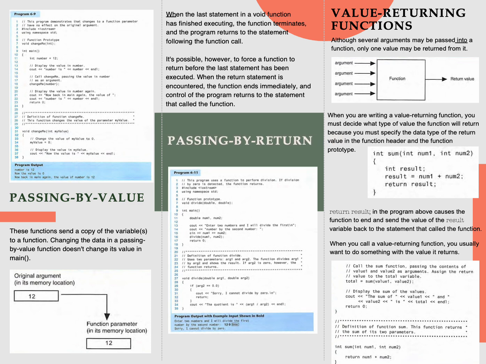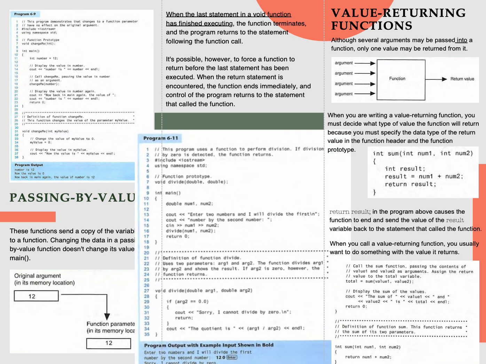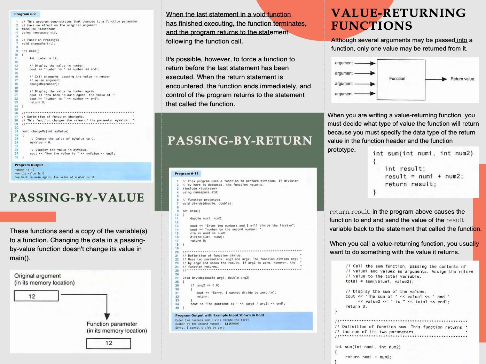Passing by return functions. When the last statement in a void function has finished executing, the function terminates and the program returns to the statement following the function call. It's possible, however, to force a function to return before the last statement has been executed. When the return statement is encountered, the function ends immediately and control of the program returns to the statement that called the function.